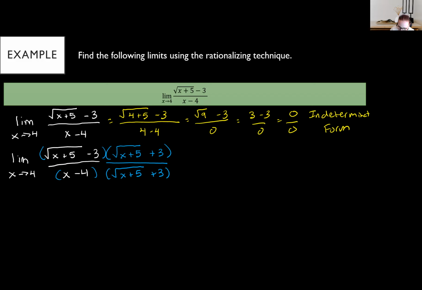So we've got a FOIL on the top. The square root of x plus 5 times the square root of x plus 5, those square roots cancel. So we just end up with x plus 5. Then your inside and your outside when you FOIL are going to cancel, because you're going to get a negative 3 times the square root of x plus 5 and then a positive 3 times the square root of x plus 5. So those are going to cancel. That's why we're doing this conjugate. And then we're going to have negative 3 times 3. So that's going to be negative 9. And I don't try to multiply in the bottom. Just leave it as is.